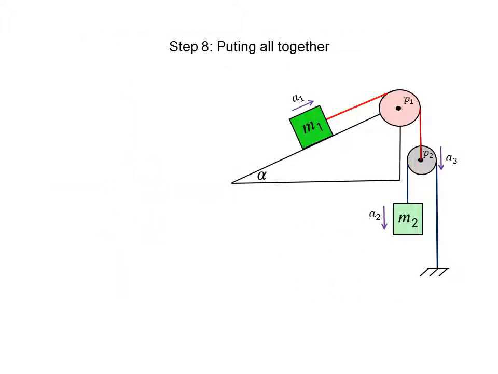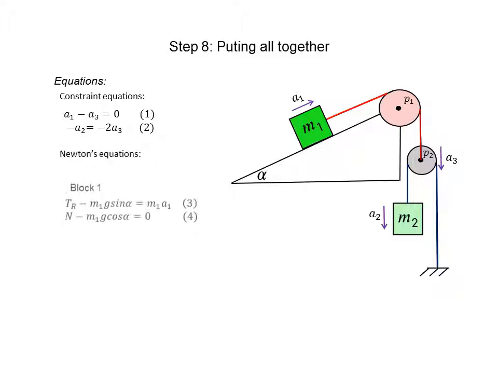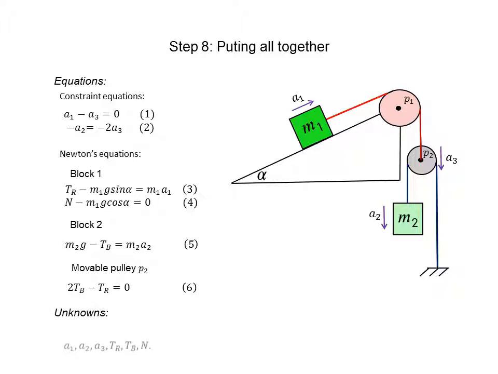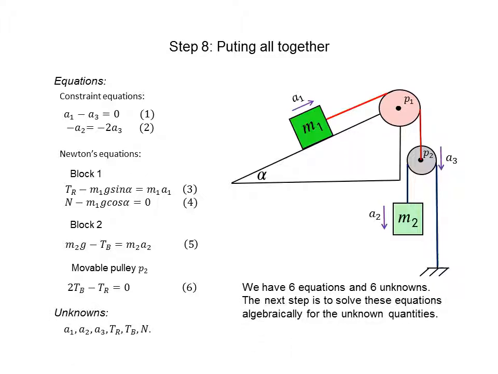Step 8. Putting all together. Equations. Constraint equations. Newton's equations. Unknowns. We have 6 equations and 6 unknowns. The next step is to solve these equations algebraically for the unknown quantities.